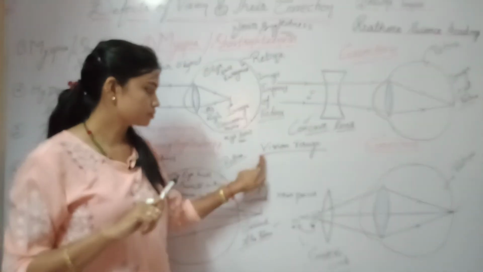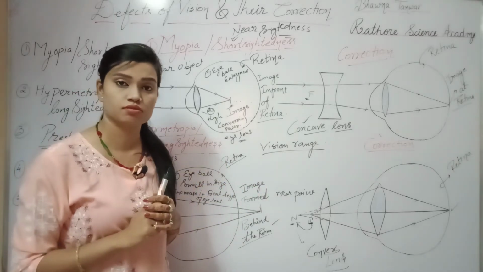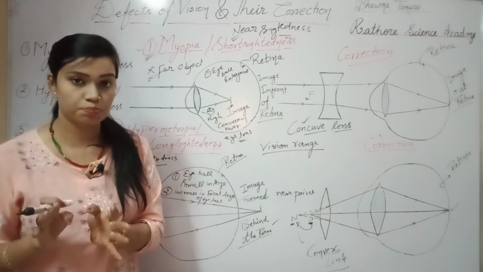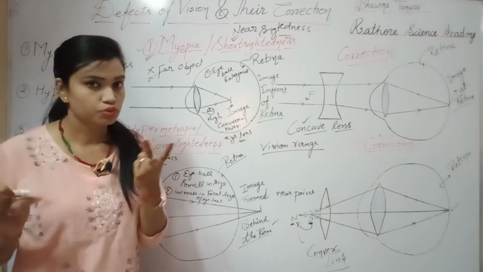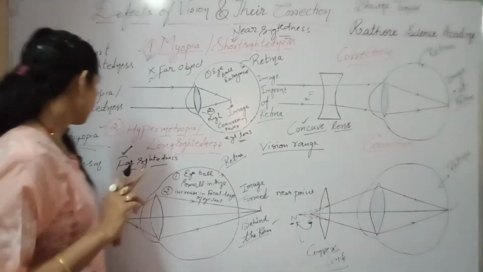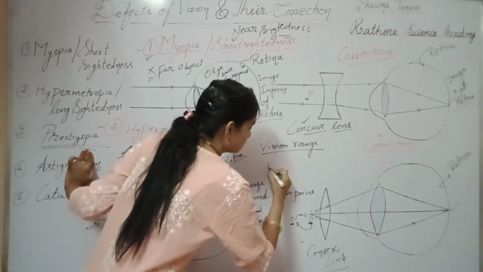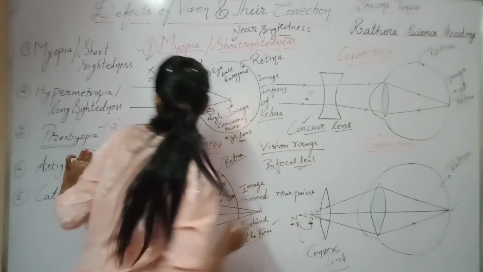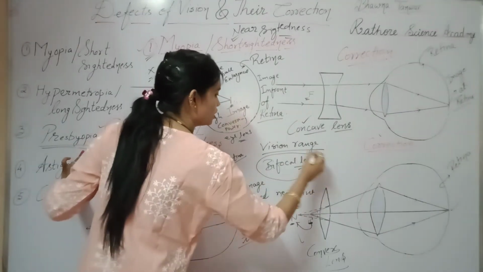So what happened in this case? For the correction in this case, we require both the lenses, right? If the person in case of presbyopia is suffering from both myopia as well as hypermetropia, then we require both lenses, concave and convex. So the person suffering from presbyopia uses bifocal lens.